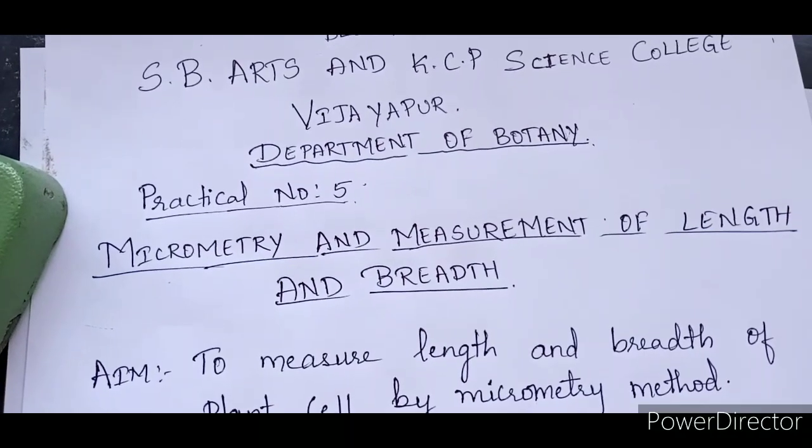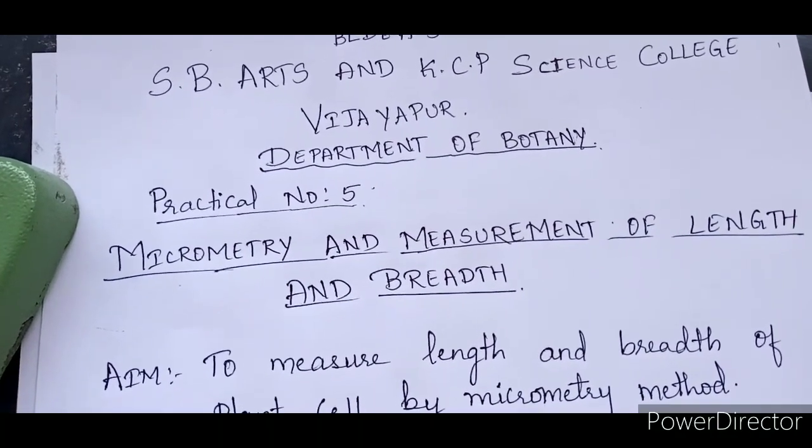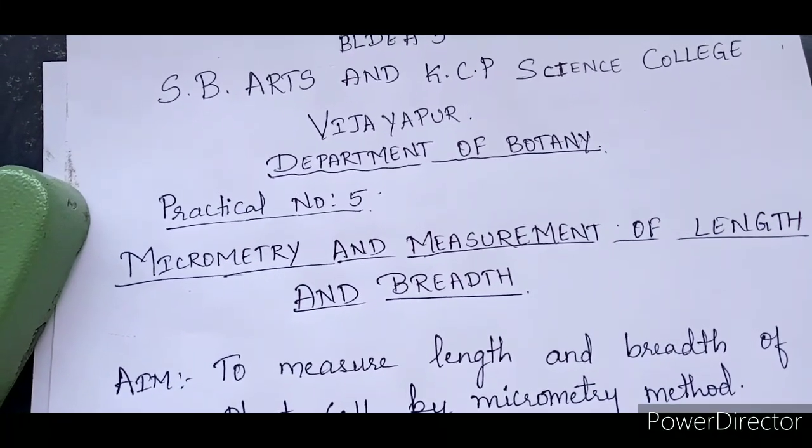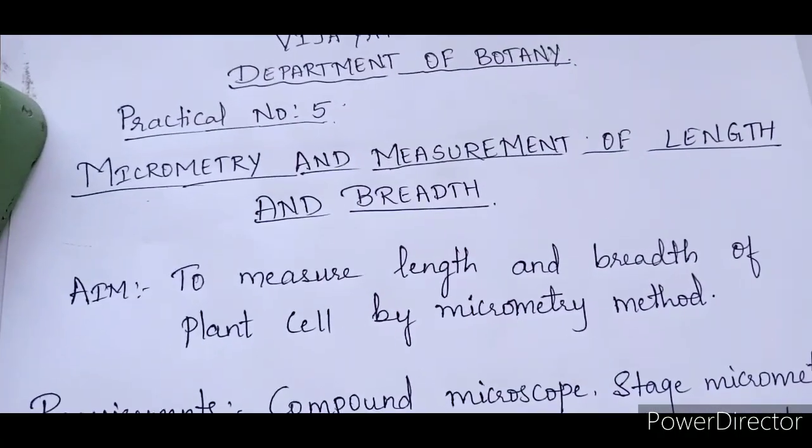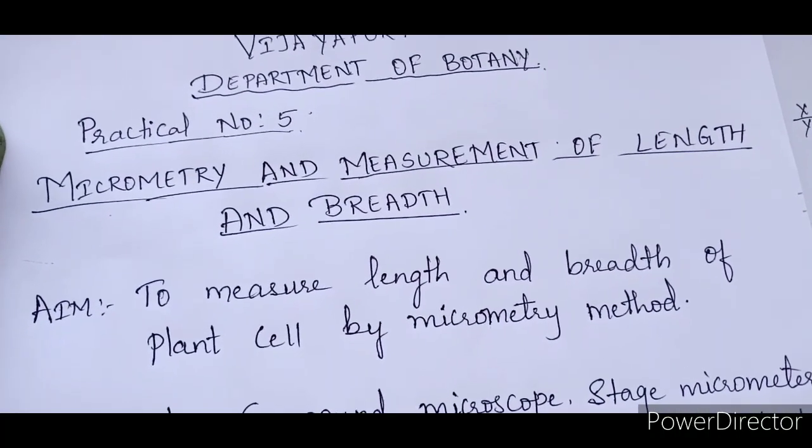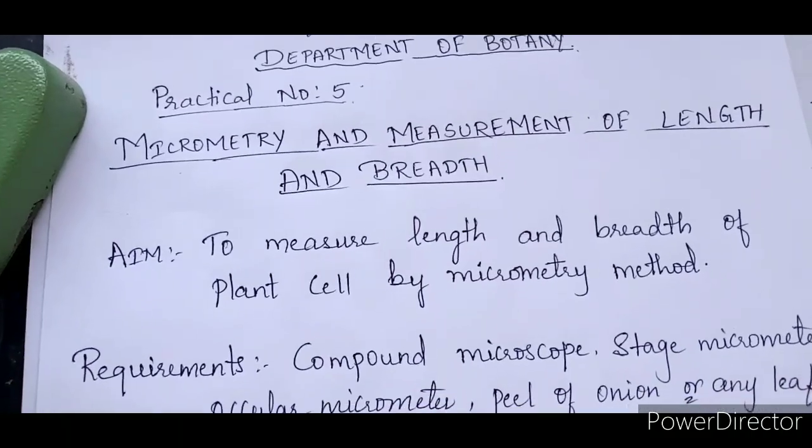Today I am going to explain about measurement of length and breadth of the cell by micrometry method. Aim of the experiment is to measure length and breadth of the plant cell by micrometry method.